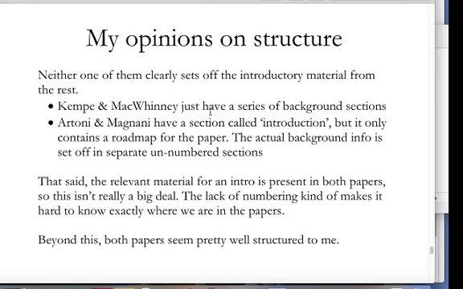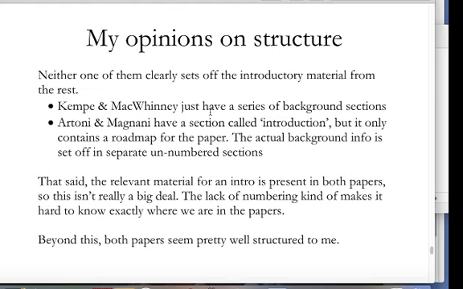Here's what I thought about the structure. They're both pretty good. So a couple things I can think of. Neither one of them clearly sets off the introductory material from the rest. So Kempe and McWhinney just give an unnumbered series of background sections, and Artoni and Magnani have a special section that's called Introduction, but it only contains the roadmap for how the rest of the paper is going to look. It doesn't actually contain all the background information, and the actual background info is set off in separate unnumbered sections.